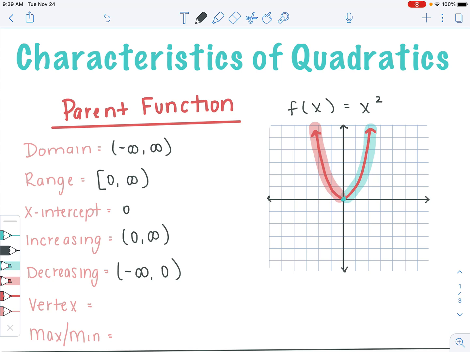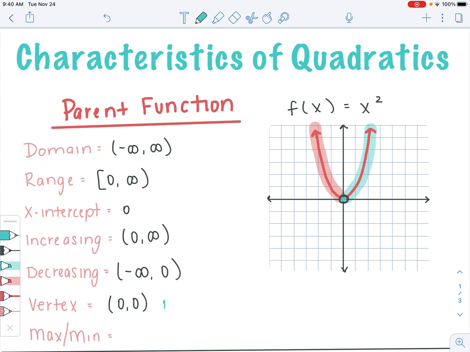My vertex is that min or max point of my parabola. It's that point that kind of centers the parabola. It's either the bottom of it or the very top of it. In this situation, my vertex is right here. When I label my vertex, I'm going to use coordinates. So my vertex here is at 0, 0.